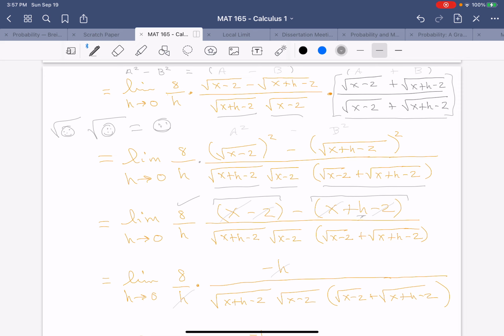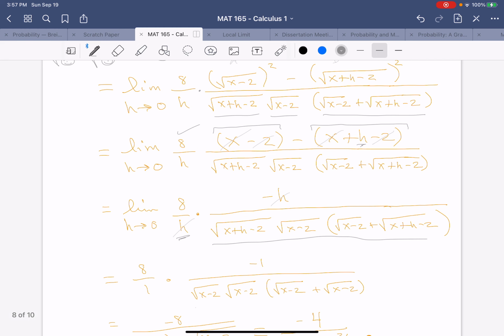I have the 8 times the negative h over, and here we still have the h there and the big denominator. Oh, so now the h's will cancel, and so we'll have negative 1 left in the numerator, because remember negative h, that's just negative 1 times h. So the h cancels. And then once you cancel out the h's, we can just plug in, right? So we're taking the limit as h goes to 0. So now everywhere we have an h, we're just going to put 0. So that gives us this step. And then from here, it's just algebra.